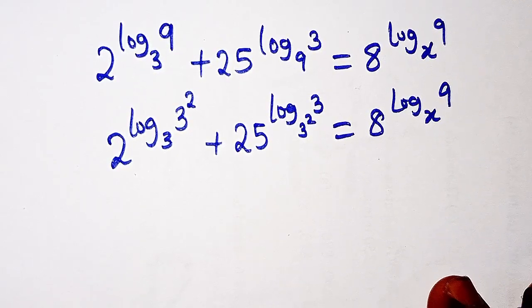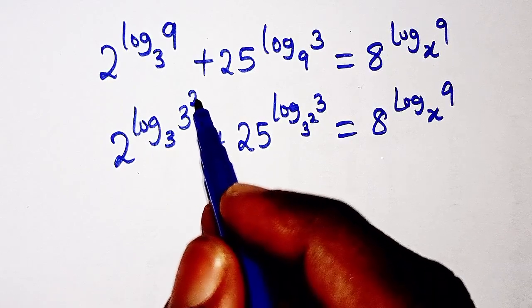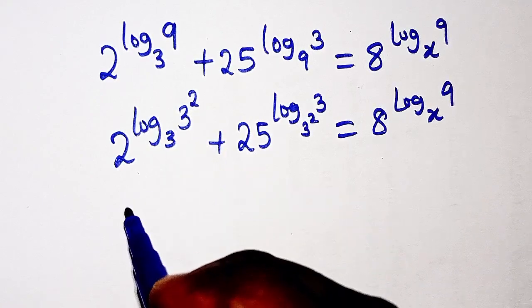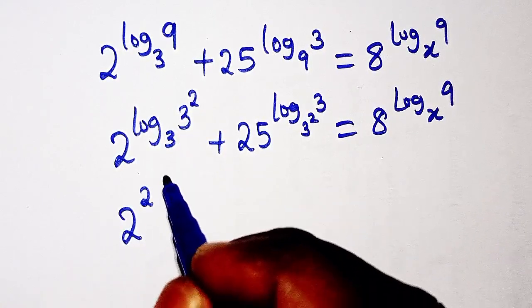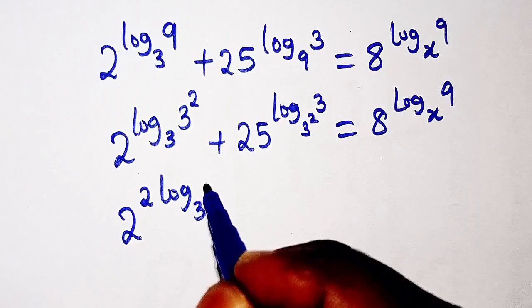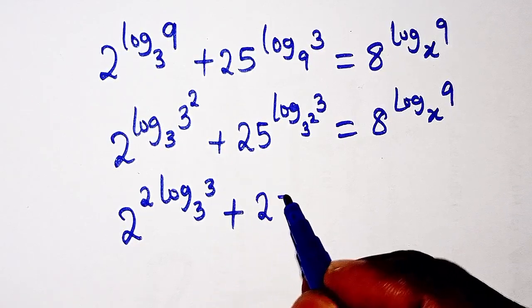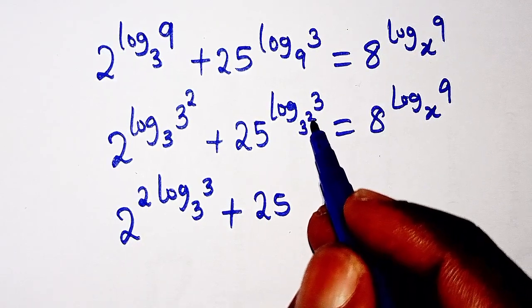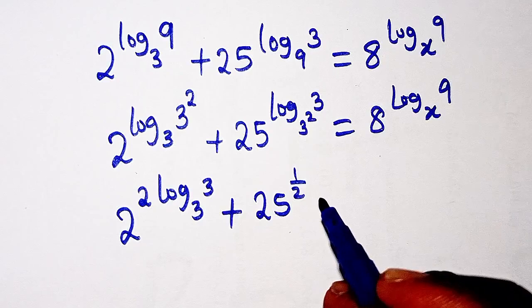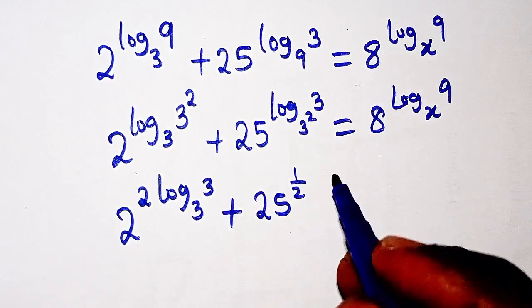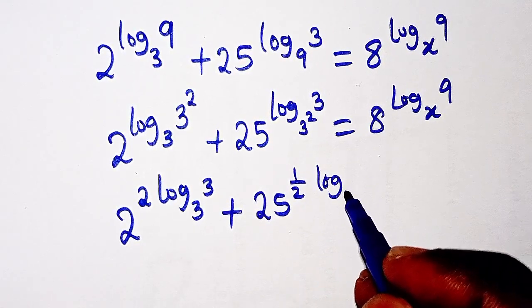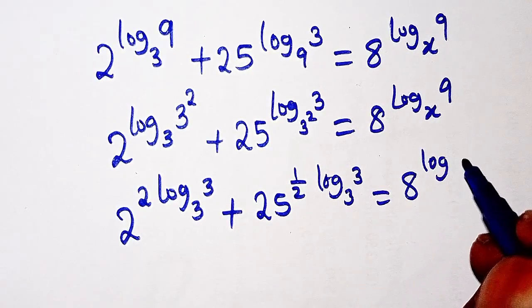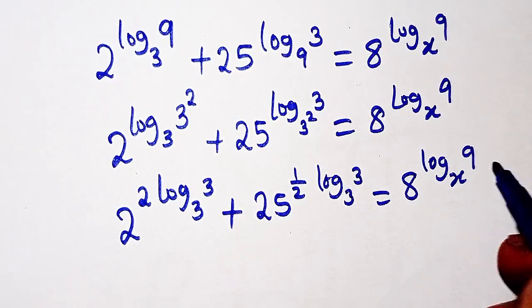So we move on to the next line. Now we know that this power 2 can come down, multiplying log base 3 of 3, plus 25. Now here we have the power of the base. If you want to remove this 2 here, it will come down and we take its reciprocal, that is why 1 over 2, then we have log base 3 of 3 like this, equals 8 to the power of log base x of 9.